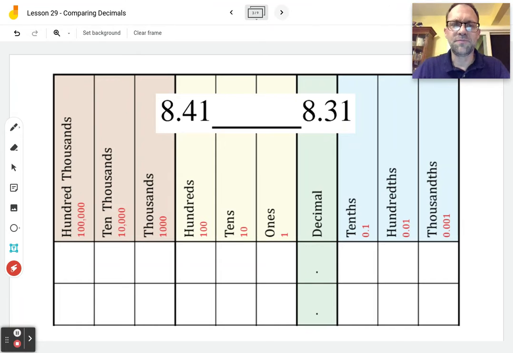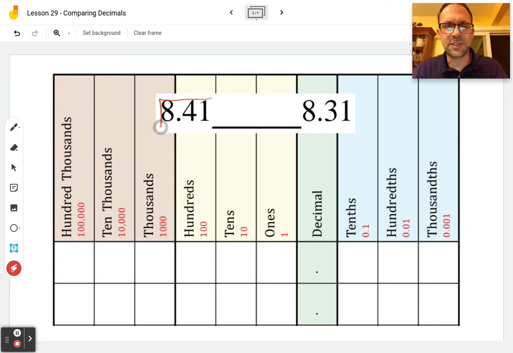Here's our first problem. We have 8 and 41 hundredths and 8 and 31 hundredths. Now, if by saying those numbers you're not sure which is least or greater, let's use the two-step strategy that we just discussed. Here on this slide is a place value chart.